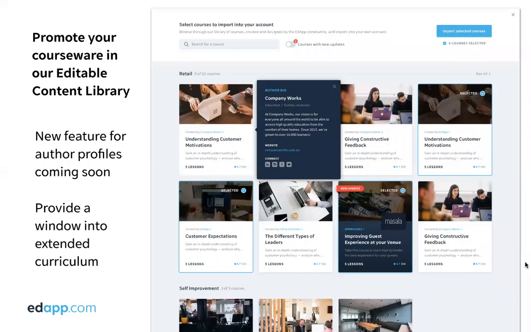As you can see in this example on screen, the ability to drop in a little bit about your organization, a website link, links to your social media, etc., to really give any organization that sees your courseware and wants to get in touch an easy option to be able to reach out, which is great.